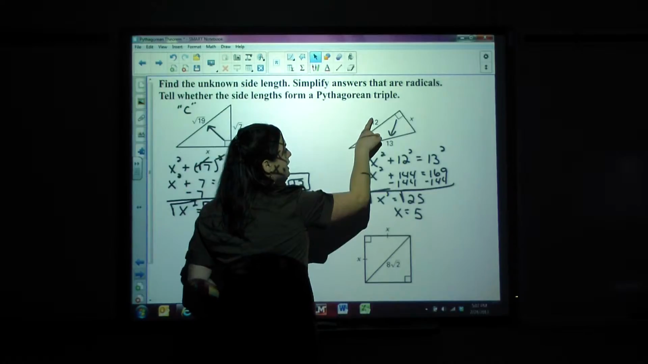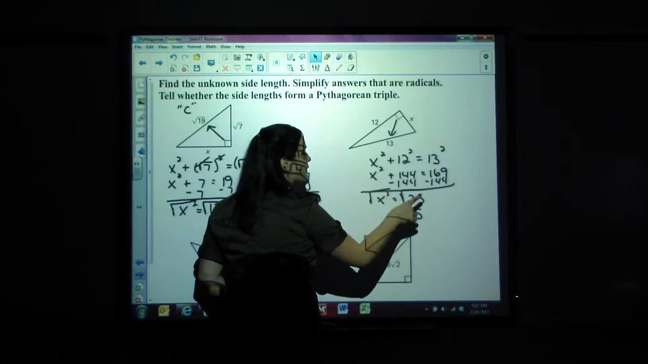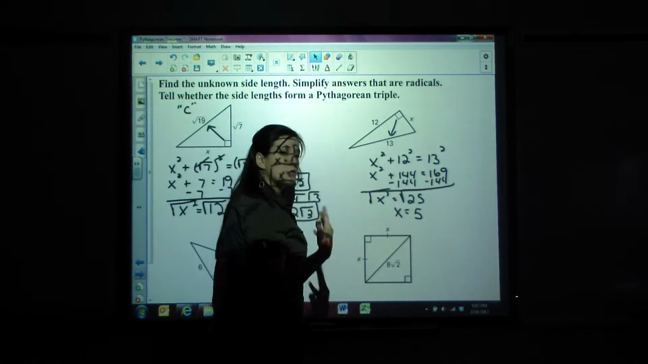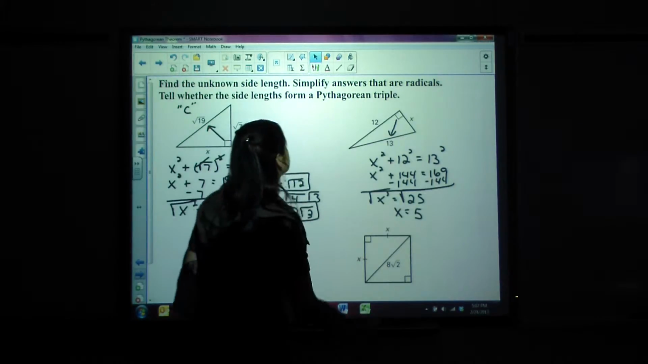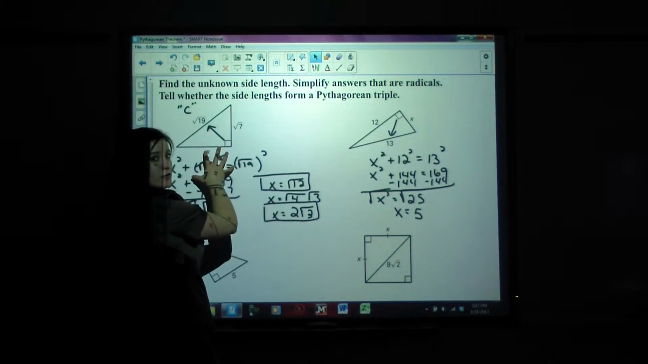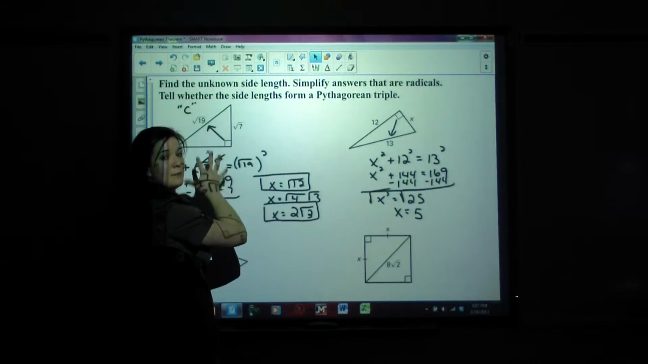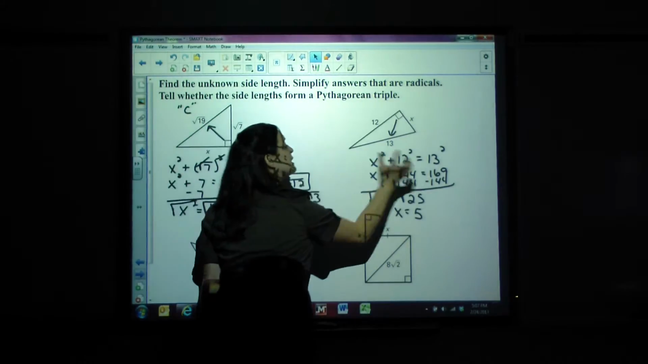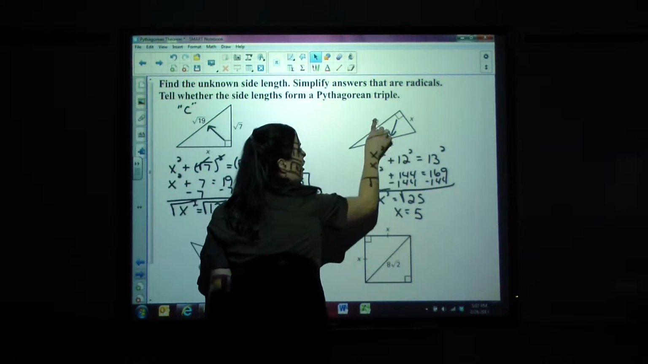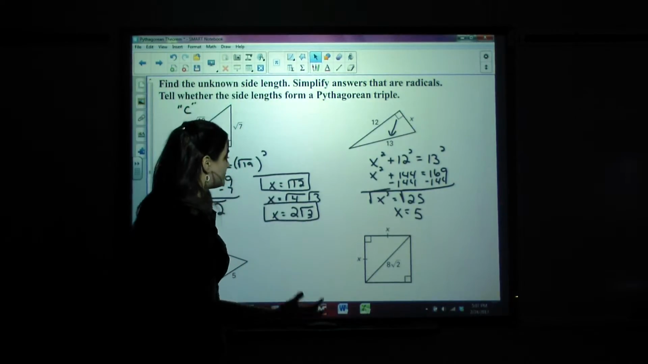Where in this one, we have side lengths of 12 and 13, and we found the third one to be just a 5. No square roots, no decimals. They're nice, pretty numbers. This one is not a Pythagorean triple because they are not nice positive integers. This one is a Pythagorean triple because they are all positive integers.